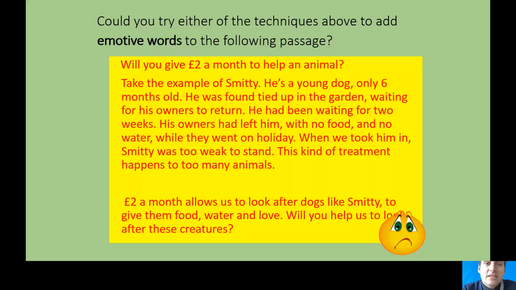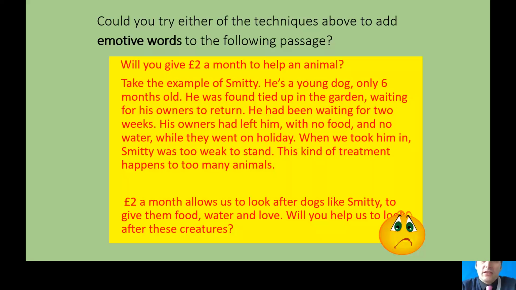When we took him in, Smitty was too weak to stand. This kind of treatment happens to too many animals. £2 a month allows us to look after dogs like Smitty, to give them food, water and love. Will you help us to look after these creatures?